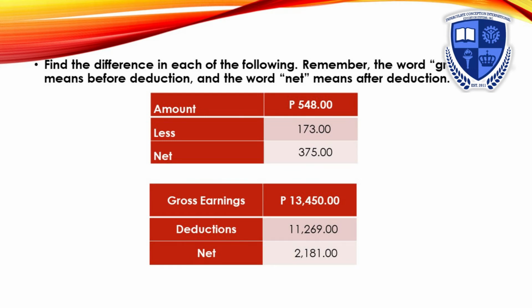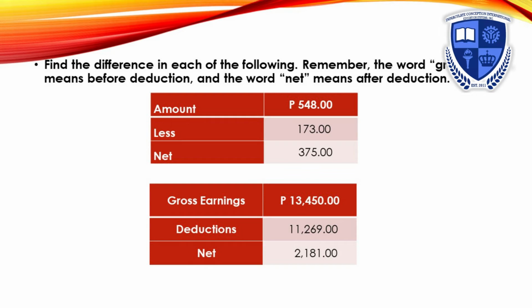Find the difference in each of the following. Remember, the word gross means before deduction and the word net means after deduction. Gross, yan po ay bago tayo kaltasan o bawasan. Net, ito naman po ay pagkatapos makaltasan o bawasan. For example, meron tayong amount na 548 pesos at ang na-less po sa atin o nabawas ay 173 pesos. Kaya po ang natira na lang sa ating net ay 375 pesos.